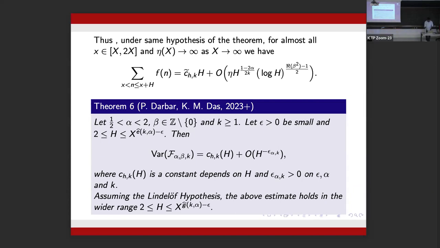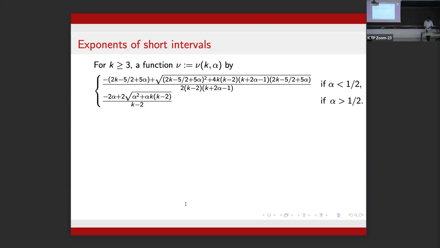To get these exponents, we need some complicated expression. This is defined by nu_k(alpha). It is kind of an optimal solution of some three curves, which is why it looks complicated. But it's okay, you don't need to remember that. We look at these things by plotting them in a simpler way.